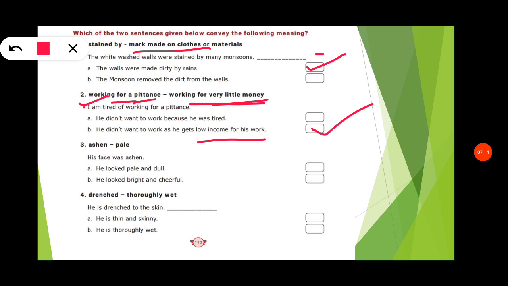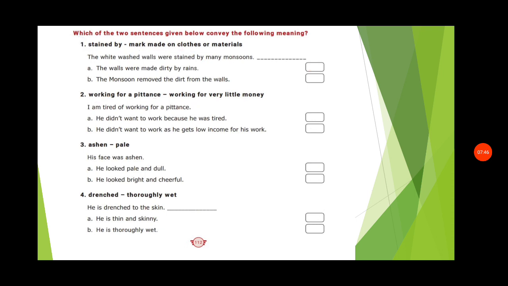Ashen, pale. His face was ashen. He looked up pale and dull, or he looked up bright and cheerful. The correct option is option A: he looked dull and pale. Drenched, thoroughly wet. He is drenched to the skin. His skin, he is thin and skinny. He is thoroughly wet. Drenched means completely wet, but here the meaning is he is drenched to the skin, which means he is thin and skinny. So that is the answer.